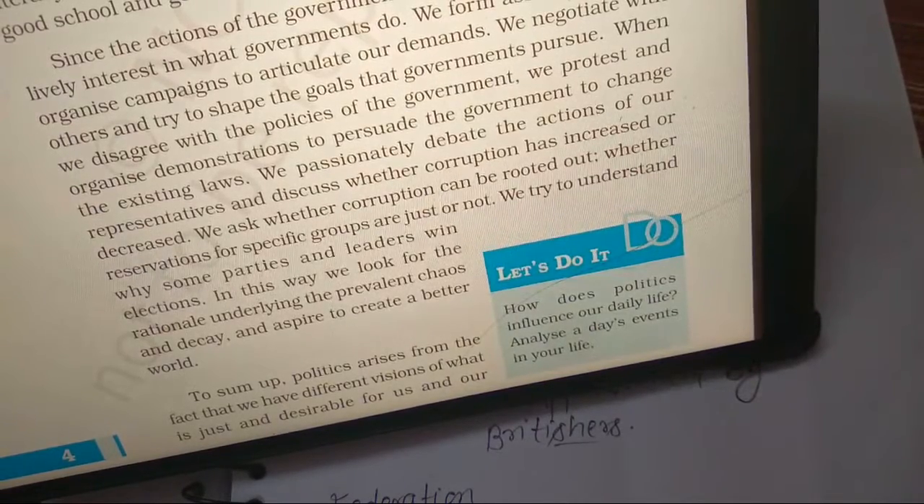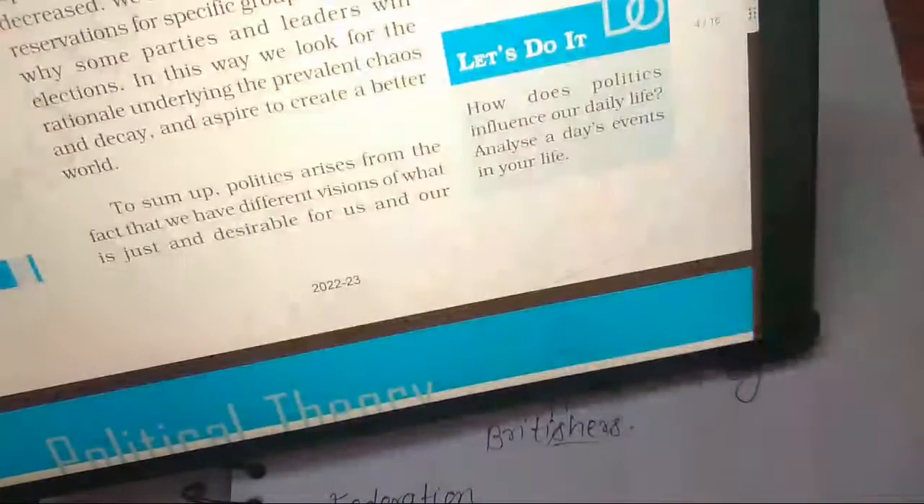We ask whether corruption can be rooted out, whether reservations for specific groups are just or not. We try to understand why some parties and leaders win elections. In this way, we look for the rationale underlying the prevalent chaos and decay and aspire to create a better world. To sum up, politics arises from the fact that we have different visions of what is just and desirable for us and our society.